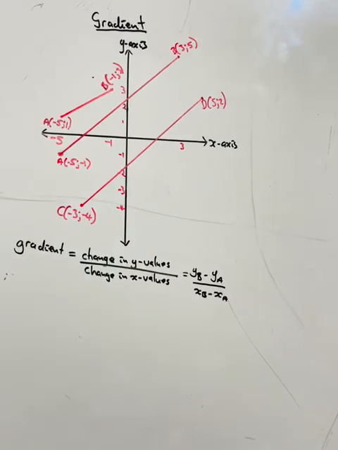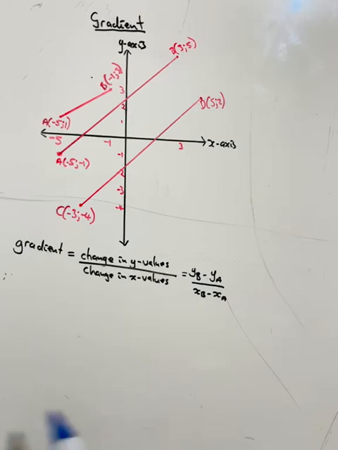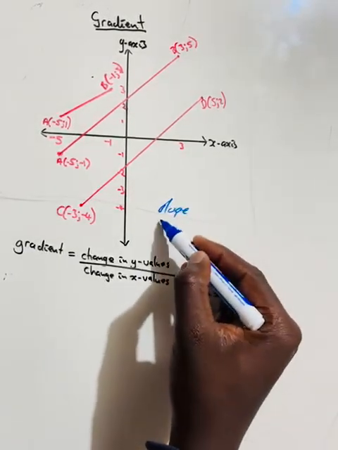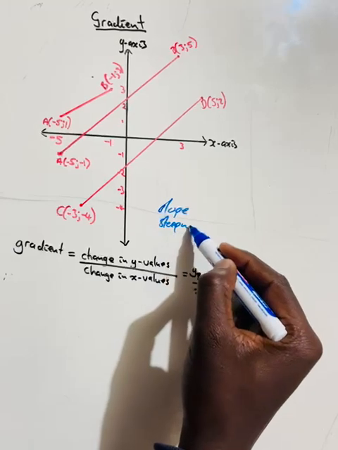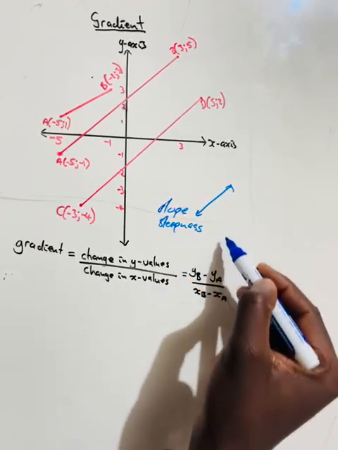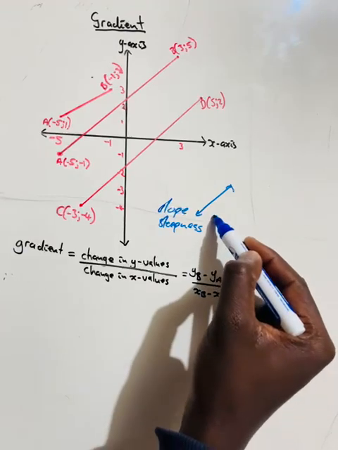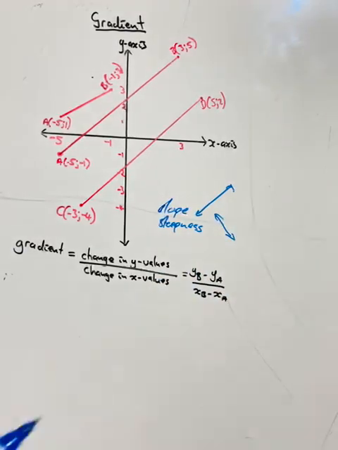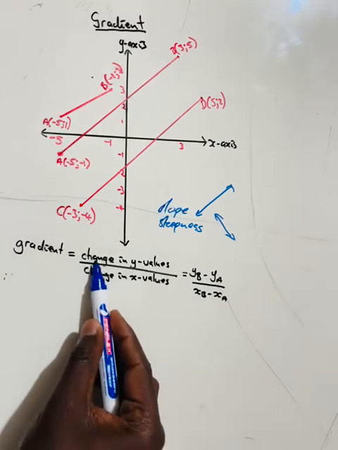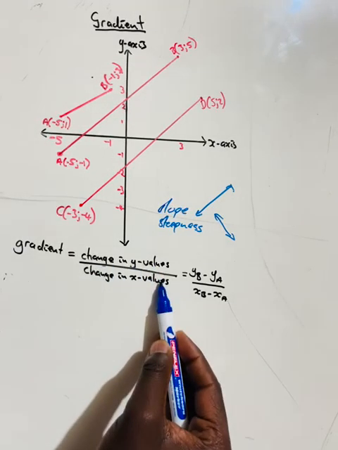All right, welcome back. Today we're dealing with that gradient. And when you talk about the gradient, we also know it as the what? The slope of a line, or we can say the steepness of a line. Either we are going up here, or the slope could be going down, right? So in basic terms, when we're talking about the gradient, we're saying change in y values over change in x values.